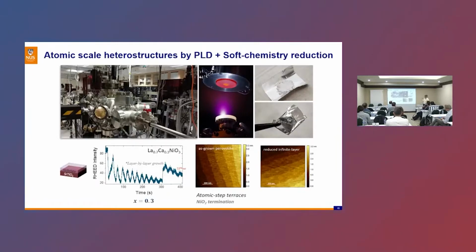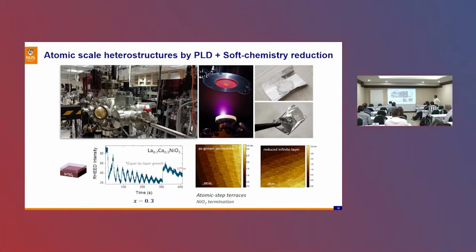So what we do in our lab is pulsed laser deposition. People have also used molecular beam epitaxy. And this is how our system looks. This is subsequently followed by apical oxygen removal by calcium hydride soft chemistry reduction. And as you can see here, the perovskite structure is perfectly fine, as you have this RHEED oscillation showing that you have really layer by layer growth of the perovskite structure.